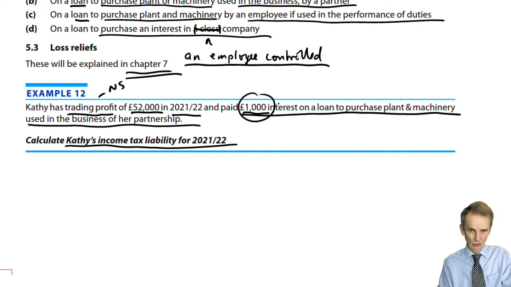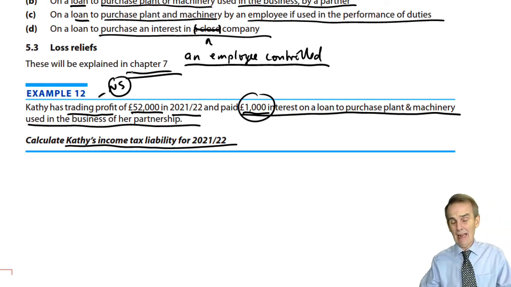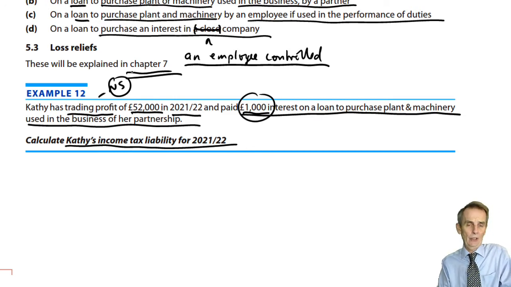There's only one source of income here, it's non-savings. If there'd also been savings income and dividend income, then it would still be deducted from non-savings. It's the same order of set-off of deduction as with the personal allowance. So all you need here is a single column working to get your answer.